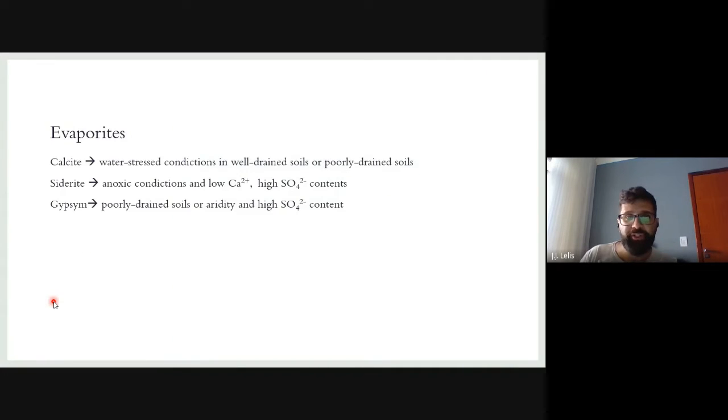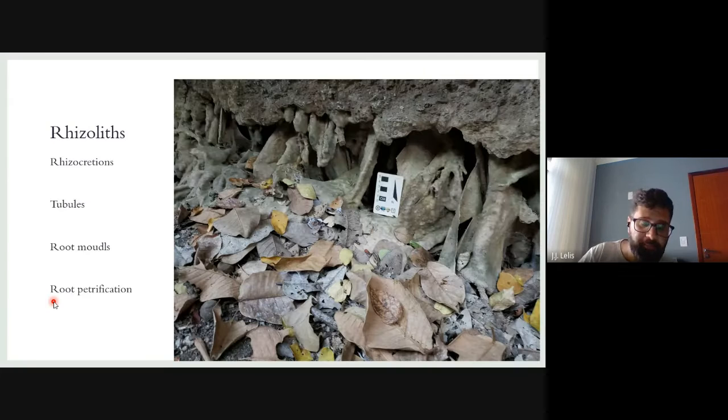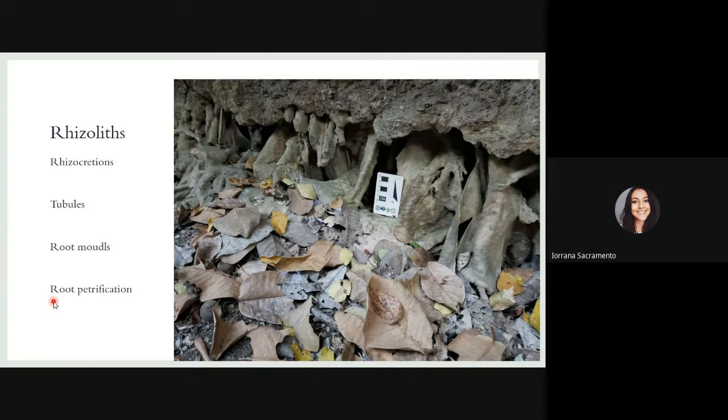Professor, I didn't understand much about root models, and the difference between them and rhizoconcretions.